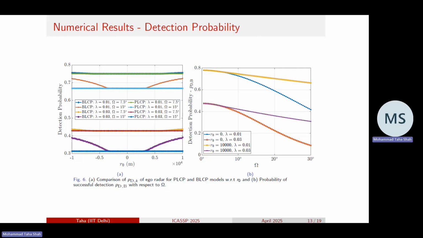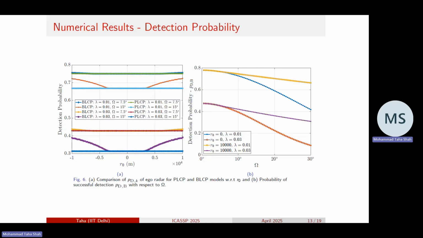This behavior can be explained by the anisotropic nature of the radar sector. Although the street geometry is isotropic, the radar sector is not. Thus, the detection probability seen by the ego radar at R0 equal to plus 10,000 is not same as R0 equal to minus 10,000. We also observe that the saturation region of the detection probability depends upon the beam width omega. For smaller values of omega, the saturation region is larger. For larger values of omega, the saturation region shrinks.